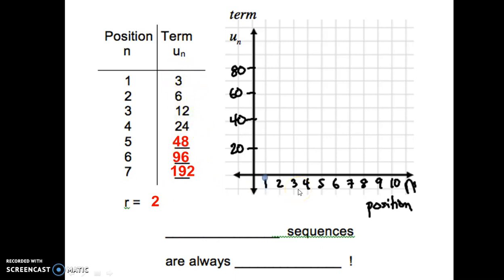Let's graph it. 1, 3 is there, 2, 6 is about there, 3, 12, 4, 24. Notice something interesting happened here. With the arithmetic sequence, they were all lined up in a perfect line. They were linear. But with the geometric, notice it is starting slow and then rising very quickly. That's called exponential growth. So geometric sequences are always exponential. And we'll look more at exponential growth in the upcoming unit.